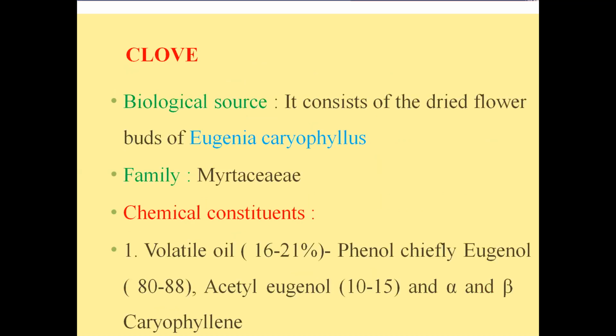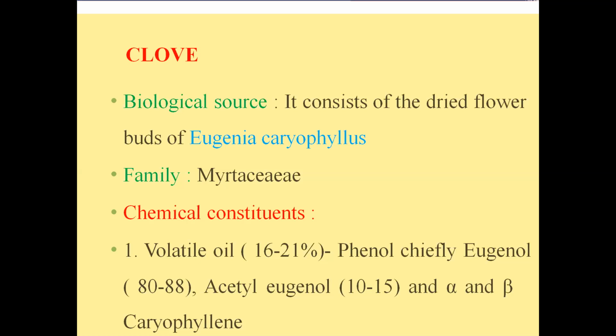Now I am discussing the various drugs containing the volatile oils. First one is the clove. This is a very important drug. Biological source: clove means long. It consists of the dried flower buds of Eugenia caryophyllus and it belongs to the family Myrtaceae.